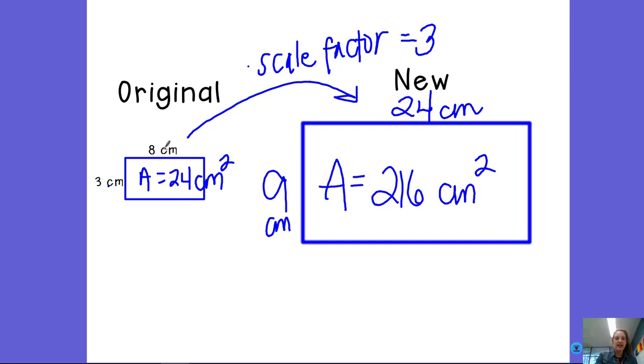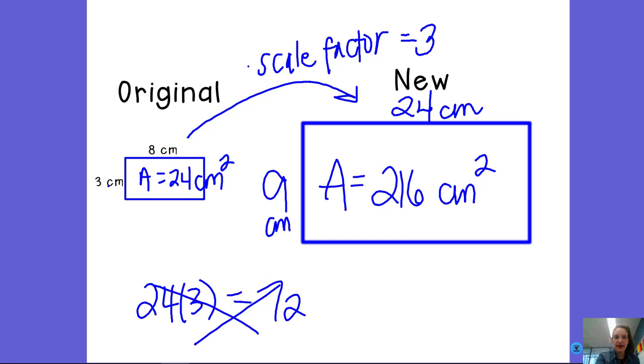So you might be thinking, okay, Ms. Briscoe, I took the side and I multiplied it by 3 to get my new side. I took the width and I multiplied it by 3 to get my new width. Wouldn't I take the area and just multiply it by 3 to get the new area? Well, 24 times 3 is not 216. 24 times 3 is 72. So I cannot just take my area and multiply it by 3.